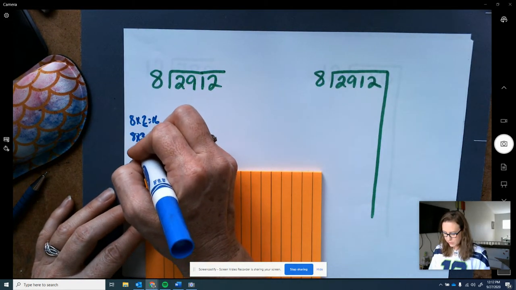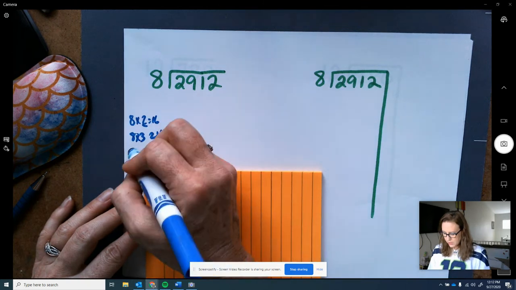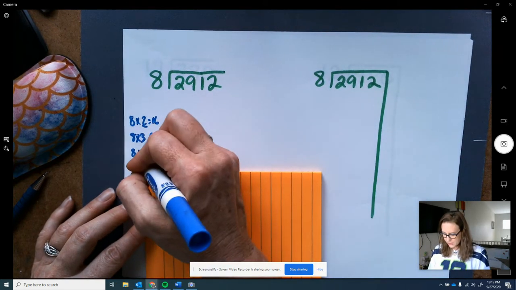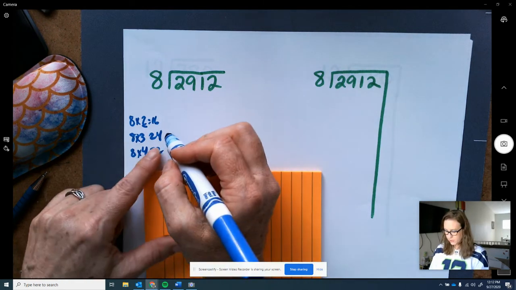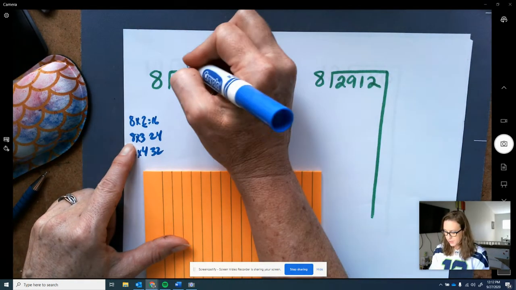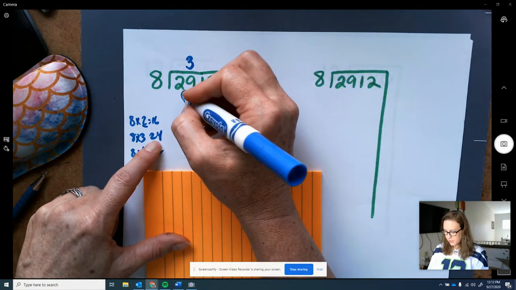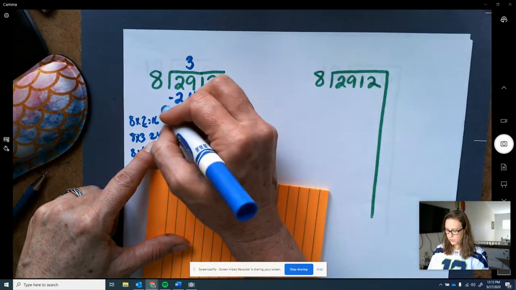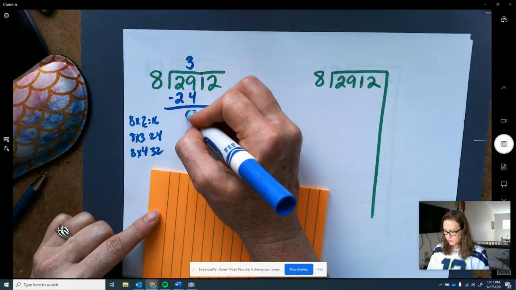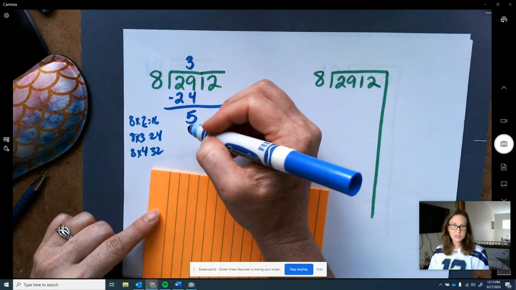8 times 3 is 24. Let's see if I can go any further. 8 times 4 is 32. 32 goes too high, so I have to pick this one, 8 times 3. I'm going to put the 3 up here, and I'm going to subtract. I'm going to do 3 times 8 is 24, so I'm going to subtract 24. 9 minus 4 is 5. 2 minus 2 is nothing.